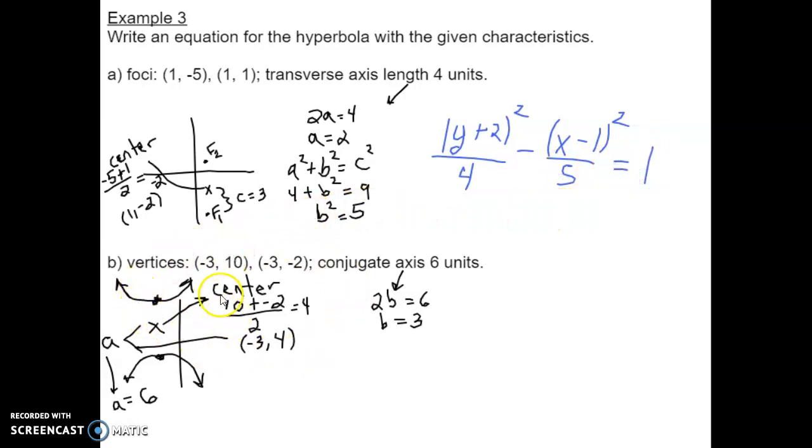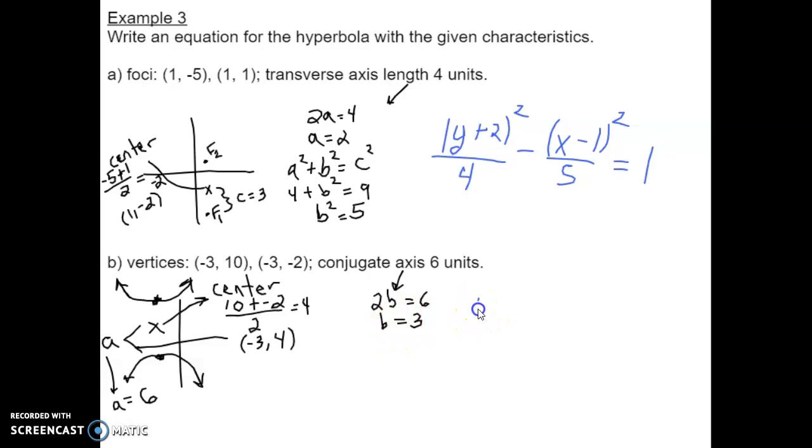All right, this one. So the vertices are at (-3, 10) and (-3, 2). So my hyperbola is opening up and down if those are my vertices. The center is going to be halfway in between 10 and -2. So add those together, divide by 2, you get 4 for a y coordinate, and the x coordinate is going to be -3. So the conjugate axis in this case, the one that's going left and right, is 6 units. So half of 6 is 3. That is what b is going to be.